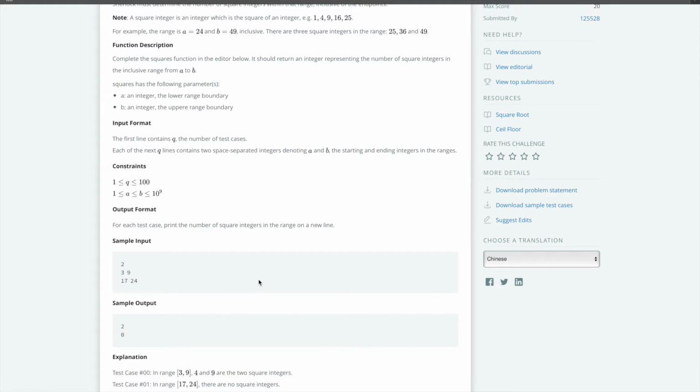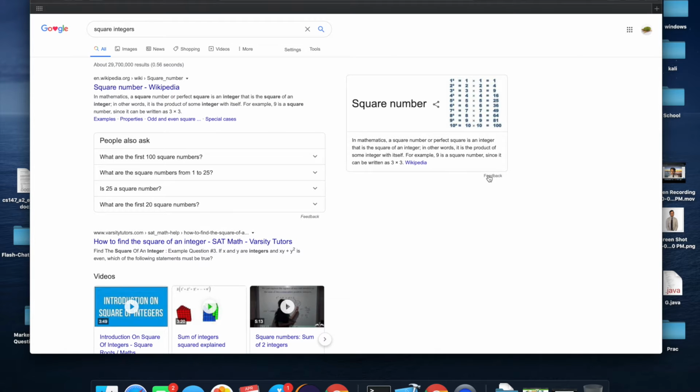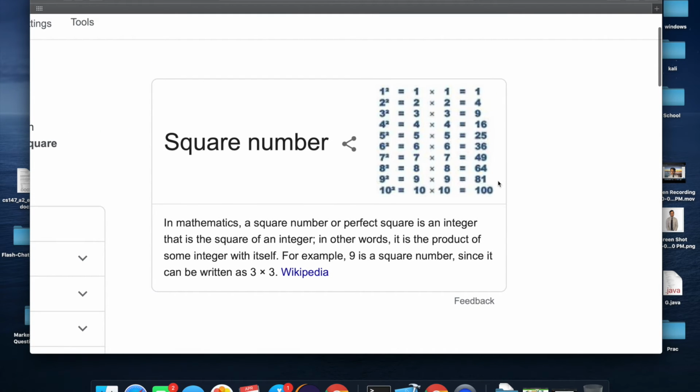What are square integers? Square integers are nothing but values that are created when a whole value is squared. For example, 4 would be a square integer because the square root of 4 is a whole value, 2. So we could define any square integer as any number whose square root gives us a whole number. And this is a list of some square integers.